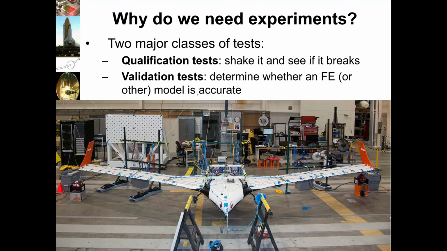This class will actually focus on the second type of test, which are called validation tests. And usually we do these because we have some kind of model, usually a computer model, a finite element model, and we want to make sure that that's accurate. For example, almost all airplanes, anything that the FAA approves, has to have a ground vibration test. So there would be a model of this airplane.